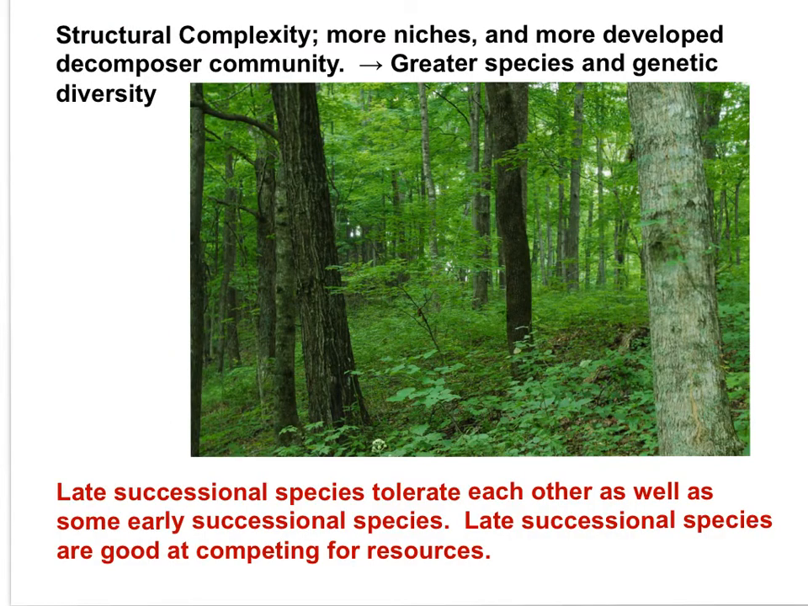Here is another photograph of a climax community. Late successional species are perennials. They live long lives, and once they become reproductively mature, they flower year after year. Climax species tolerate each other, as well as some early successional species that live on the forest floor. Late successional species are good at competing for resources. With greater structural complexity, there are more niches and a more developed decomposer community. Overall, with more niches, diversity is higher, species and genetic diversity both.